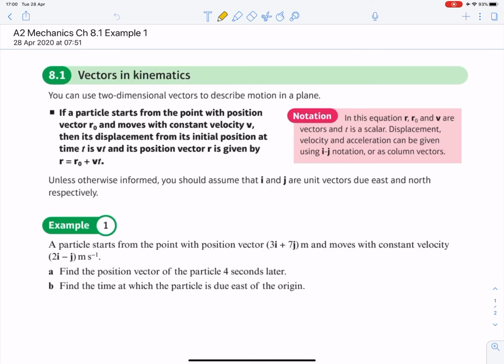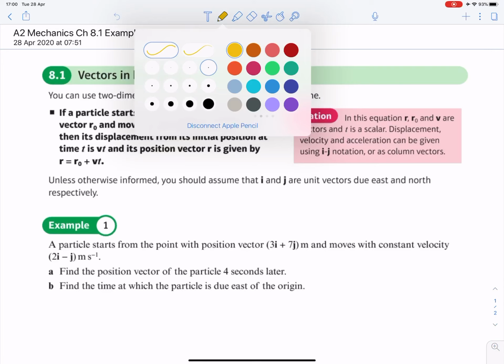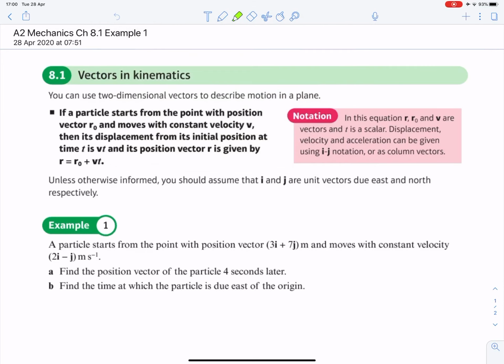So here we are with chapter 8 on kinematics, and we've got a little bit of background information here at the start. You can use two-dimensional vectors. In fact, three-dimensional vectors can be used to describe how things are moving. But in this section, we work only with two-dimensional vectors.